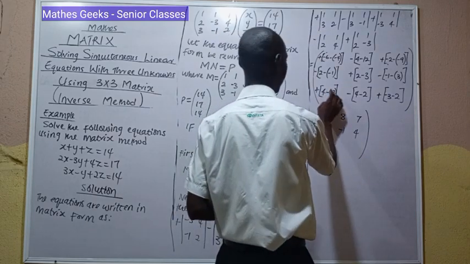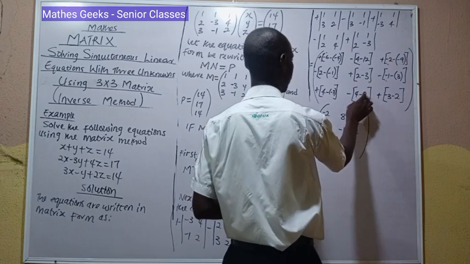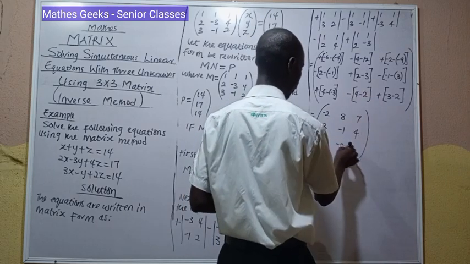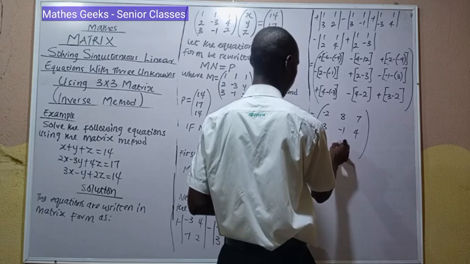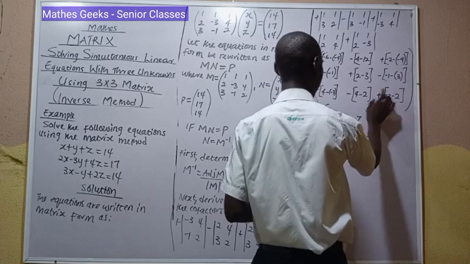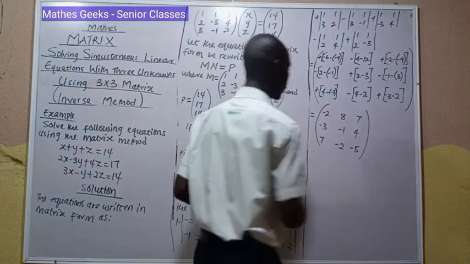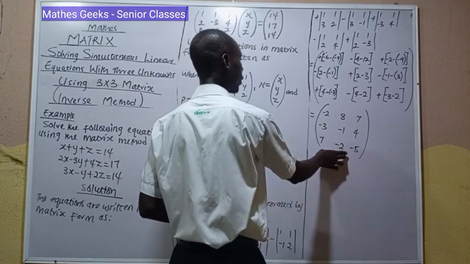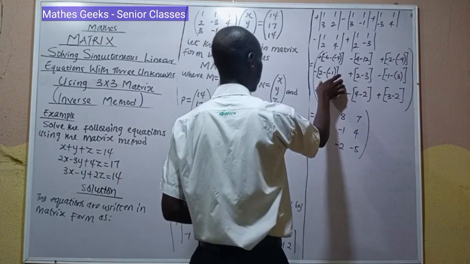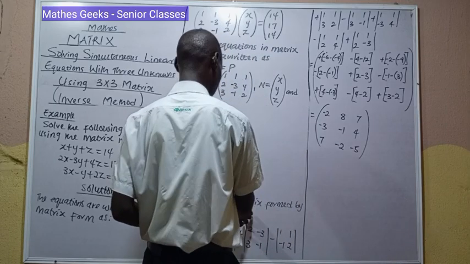Minus times minus is plus. 4 plus 3 is 7. 4 minus 2 is 2. 2 times minus 1 is minus 2. Minus 3 minus 2 is minus 5. Minus 5 times plus 1 is minus 5. So this is the matrix of the cofactors of M.